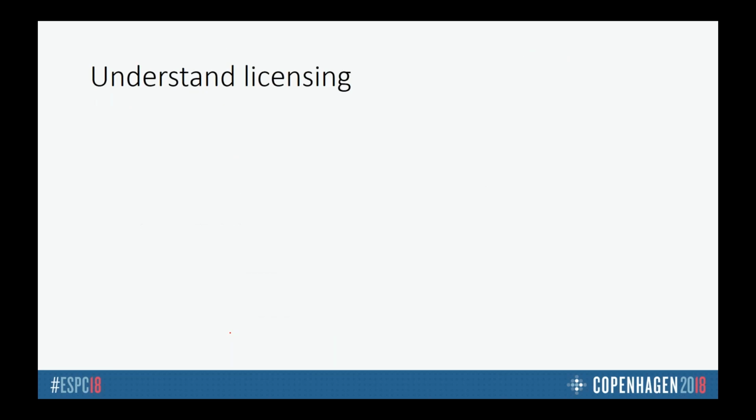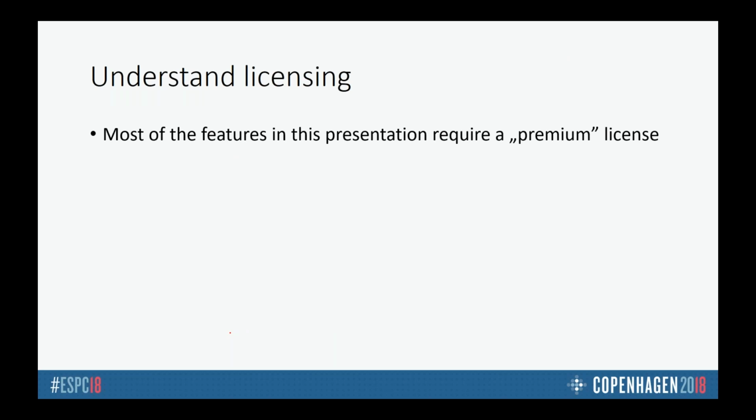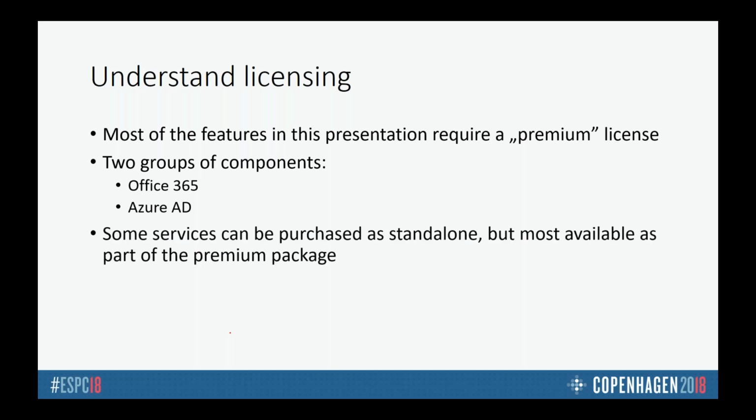So the last couple of slides are related to licensing. Most of the features that I have shown you today are a part of the premium licensing. So you need to check if your tenant has those licenses. We have two types of licenses. One is for Office 365 and the other one is for Azure AD. Some of these services could be purchased alone, but most of these are available in the premium package.